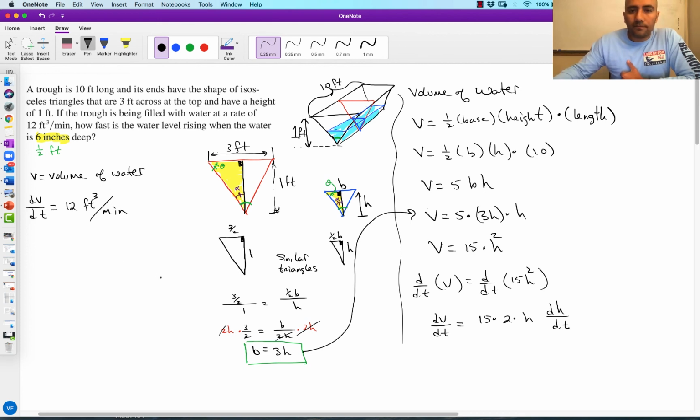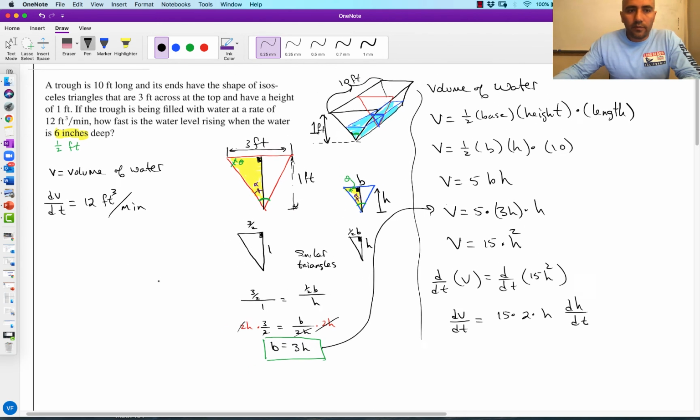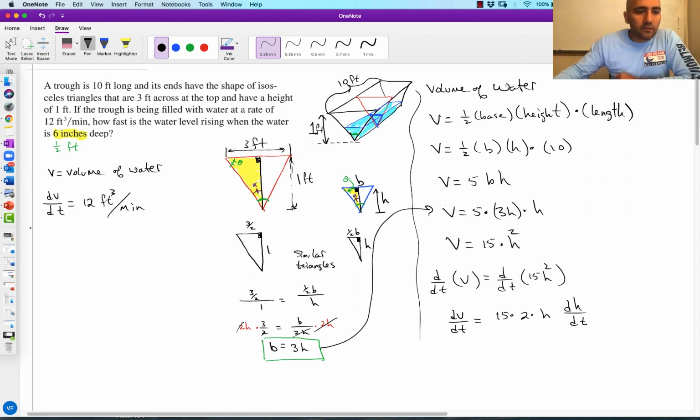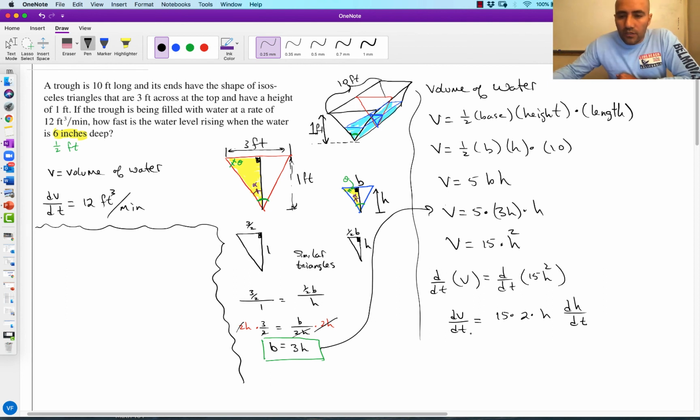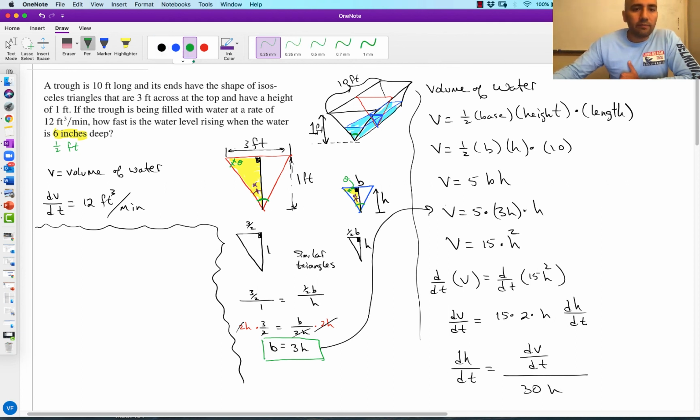Running out of space over there, so I'm going to squeeze it into here. We have everything we need right here. I'm just going to go ahead and solve for dh/dt. That's what they wanted us to find. So dh/dt is going to be equal to dV/dt divided by 30h. Okay, so we're going to box that up and we're going to use it over here.